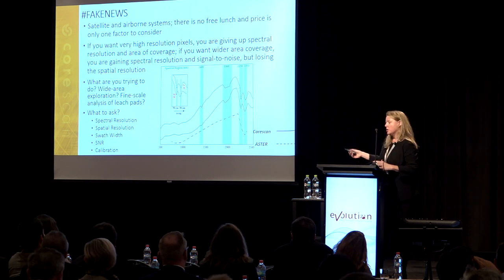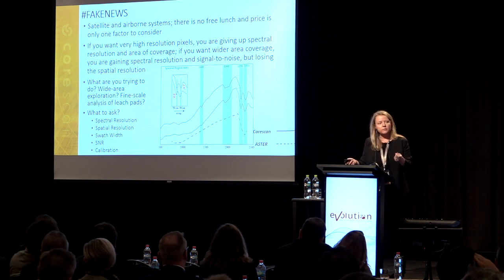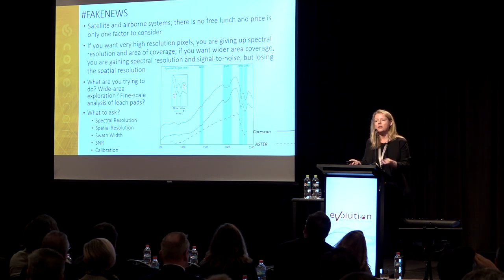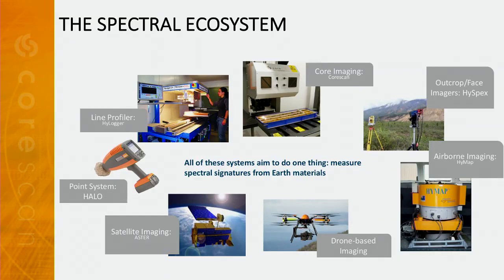So you have to know what to ask, and this is now the other half of the talk. So the real theme here is you have to ask a specific question. Have a question in mind. When you know what it is exactly that you're trying to do, then you can go to the providers and ask them, what is your spectral resolution? What is your spatial resolution? What is your swath width? What's your signal to noise? And do you calibrate? You need to ask people that. And how are you calibrating? Because this is a whole ecosystem here. We're here from a core imaging company, but all of these spectral techniques should talk to each other if people are calibrating correctly.